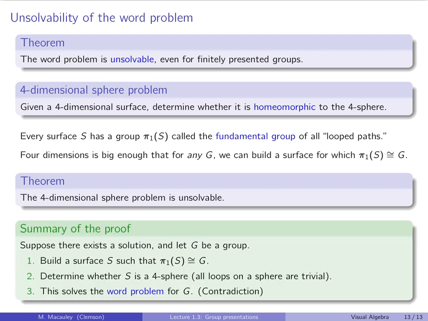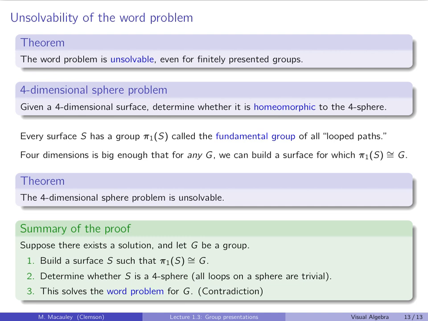And here's a summary of the proof. Suppose there exists a solution of the four-dimensional sphere problem, and let's let G be a group whose word problem we wish to solve. Then just build a surface S whose fundamental group is G, and use our magical solution to the four-dimensional sphere problem to determine whether or not S is a four-sphere. And all loops on a sphere are trivial. If we can do that, then we have solved the word problem for G, which we know is impossible.